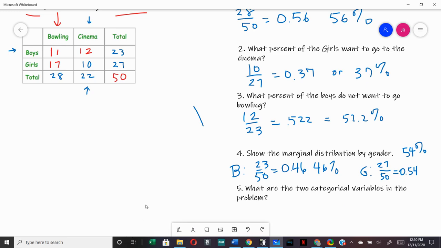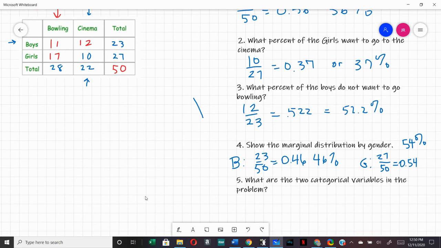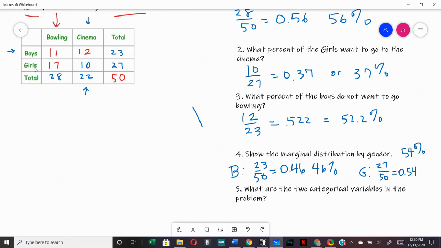And the last one says, what are the two categorical variables in the problem? Well, that's gender, because we have boys and girls. So gender is one. And what's the other? Where you want to go.